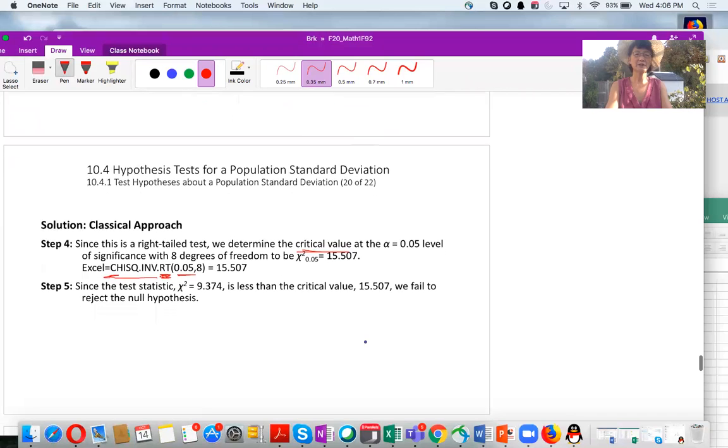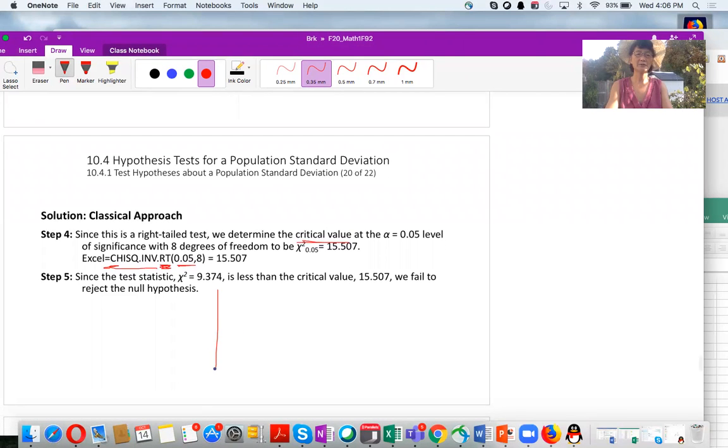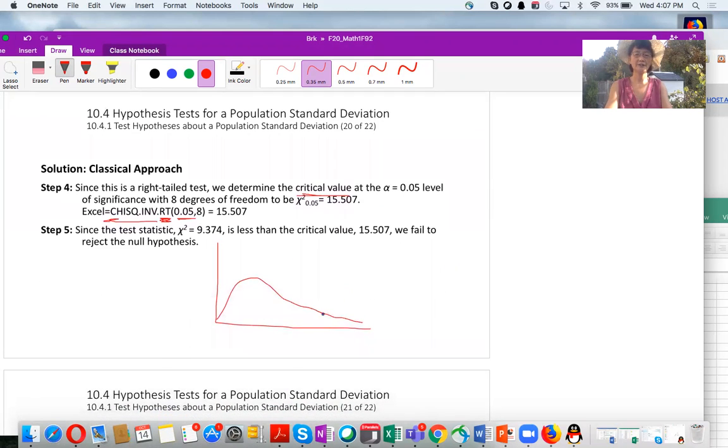Now you have the critical value. When you have the critical value, remember, the critical value decides the rejection region. Let's say this is the critical value, this point, 15.507. If this is the critical point, this area is the rejection region or critical region.